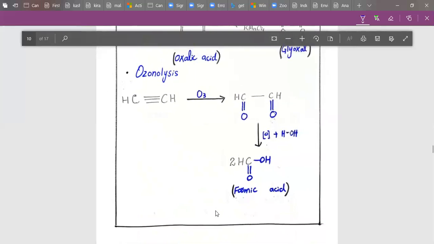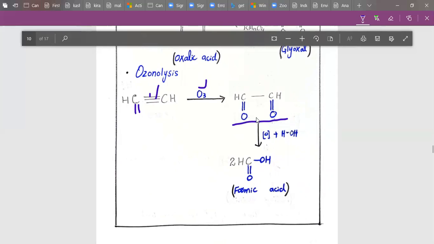Ozonolysis. Same as alkene, alkyne also undergoes ozonolysis. This is acetylene. In the presence of ozone, it forms a product. Here we can observe that these two pi bonds are removed. When these two pi bonds are removed, then carbon forms two bonds with oxygen by using ozone.